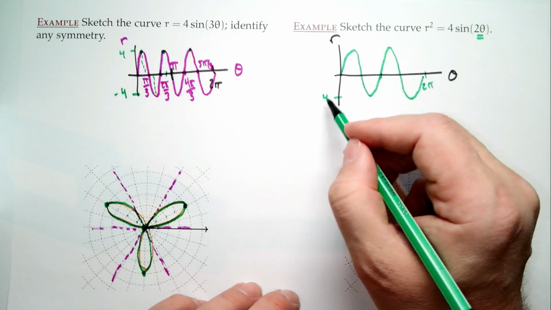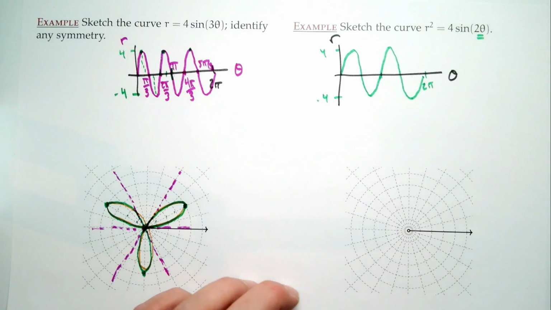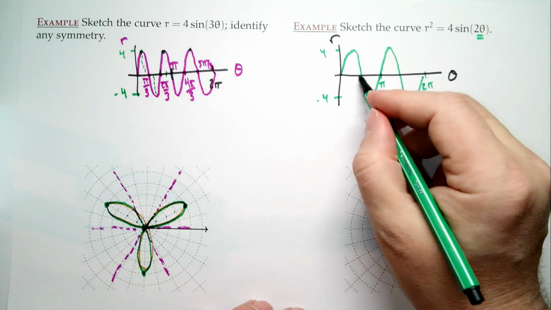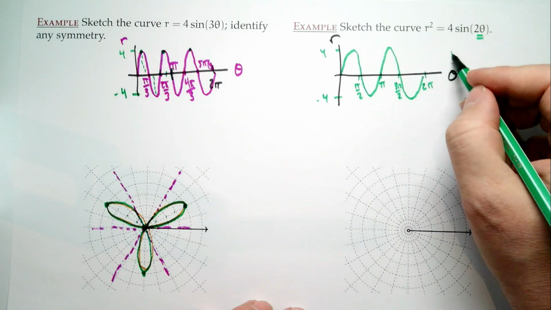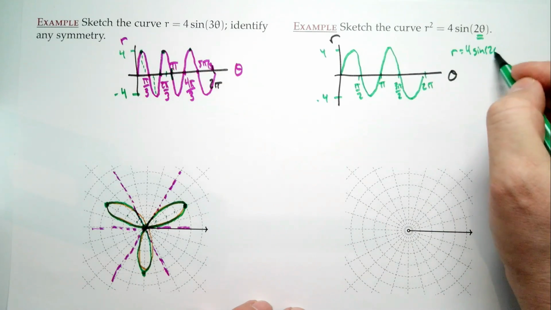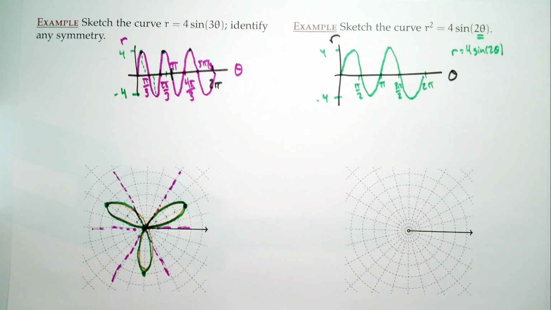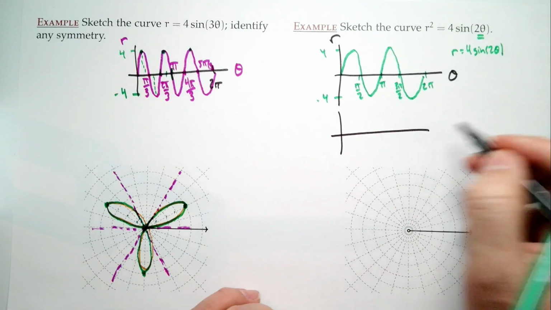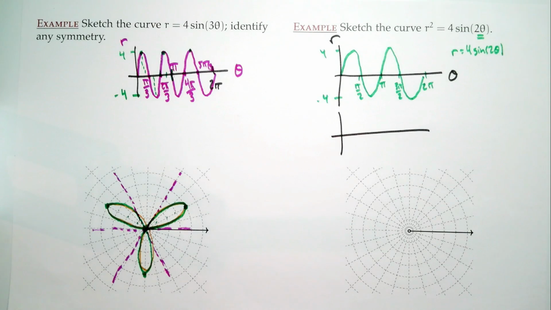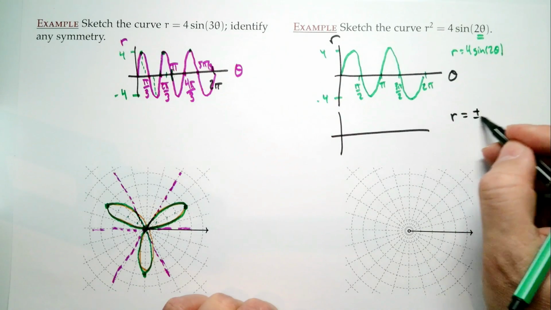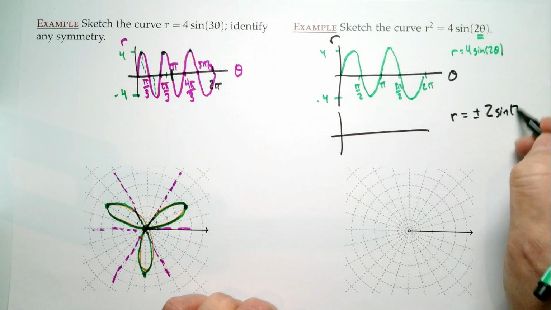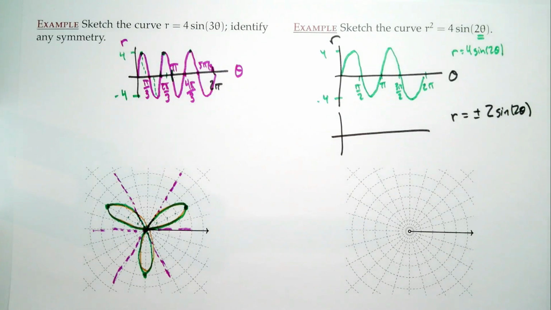Okay, so this is -4, +4. And it's not so hard to figure out because we split things into 4s. Here's pi halves, here's 3 pi halves. So this would be 4 sine of 2 theta. Now, if we sketch the next level, well, we'd really want to say, take the square root. r equals plus or minus 2 sine 2 theta, because that's what can happen.